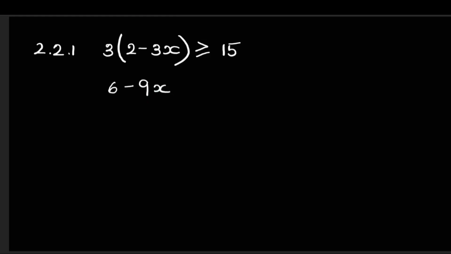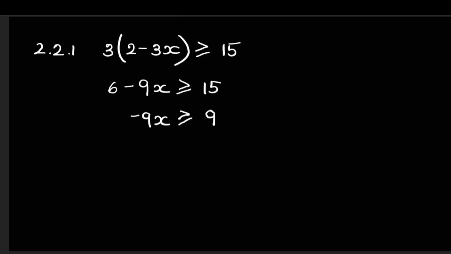At the same time, for now, let's just leave the 15 on the right. It's actually easier this way. Now, the next thing is we're going to get the minus 9x alone on the left. Let's take the 6 over to the right, so it's going to become a negative 6. 15 minus 6 would give you 9.